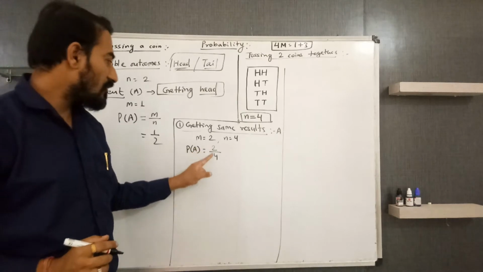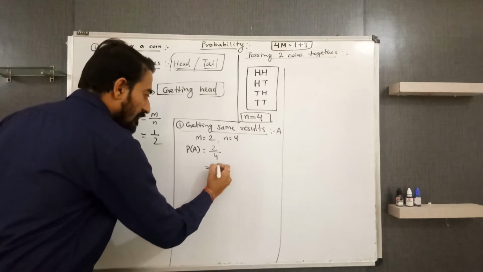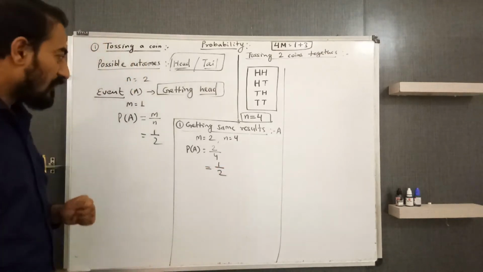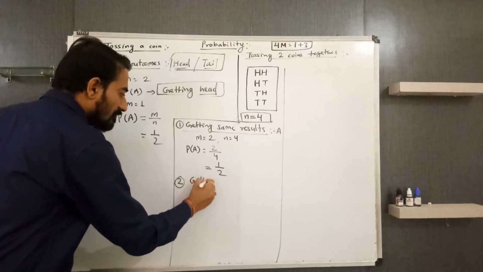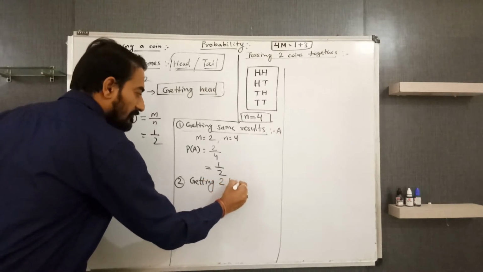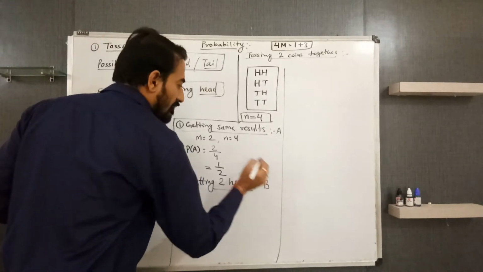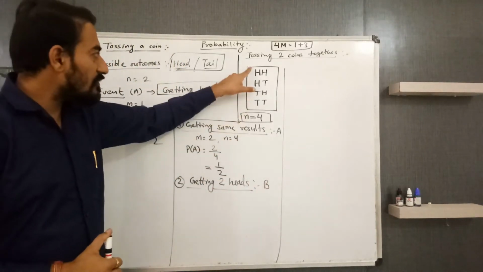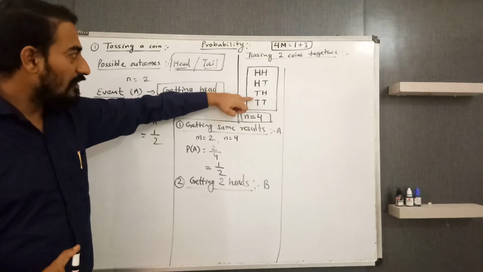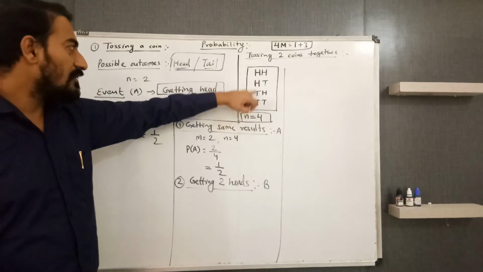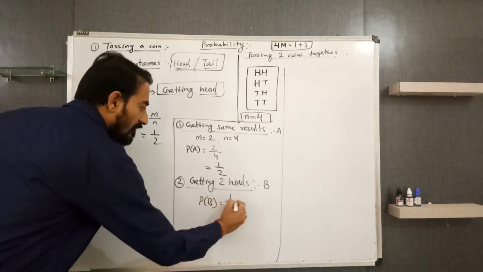Now look at 2 and 4. Are they divisible by any common number? Yes, by 2 they are divisible. So we will get 1 by 2. Now the second event, getting two heads, or getting both heads. Name it event B. In how many outcomes do we have both heads? 1. In these two we have only one head and here no heads. So only one outcome we have. So the probability of this event will be 1 by 4.